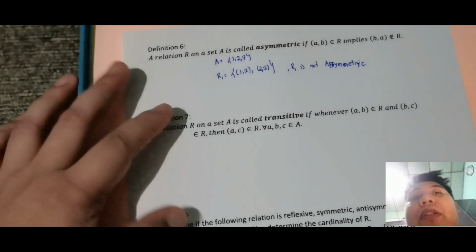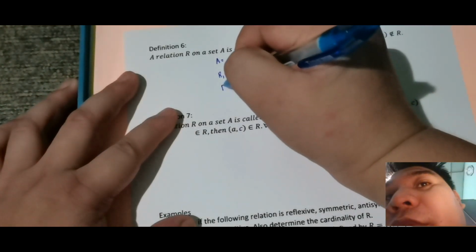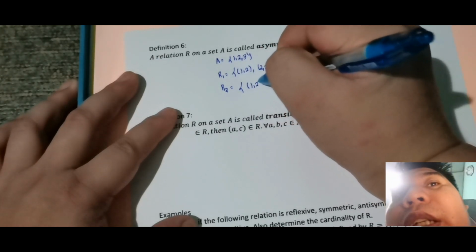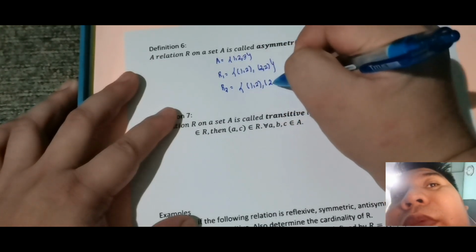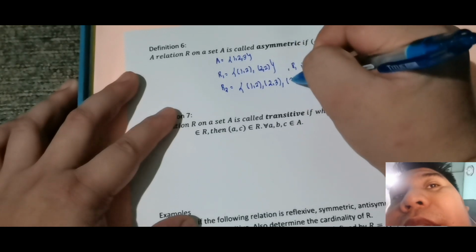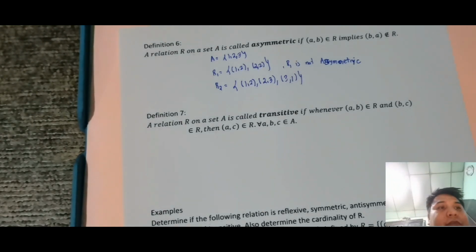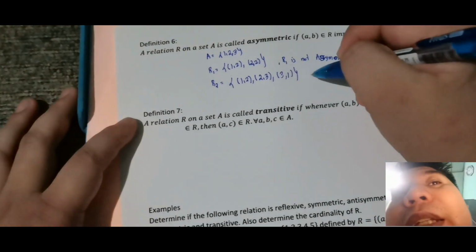Okay, so next example, R2. R2 is a set containing 1, 2, 2, 3, and 3, 1. Okay, tanong. Si 1, 2, yes sir, wala po si 2, 1. Okay pa. 2, 3, wala po si 3, 2. Okay pa sir. 3, 1, wala po si 1, 3. Okay pa sir. Okay, so therefore this is asymmetric.